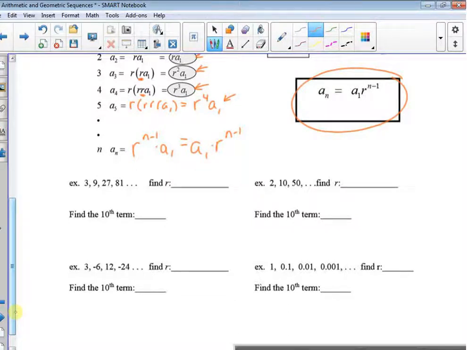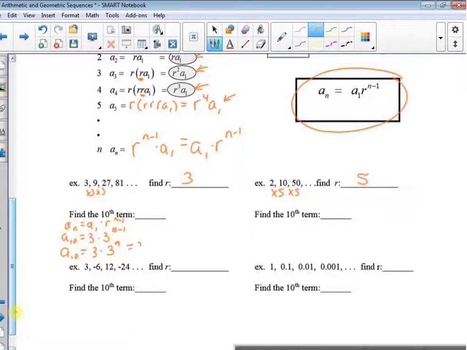So some examples: 3, 9, 27, 81. Find r. What would you multiply by? You'd multiply by 3. 2, 10, 50, you'd multiply by 5, so r is 5. Find the 10th term. In that case, use your formula. A sub n equals a sub 1 times r to the n minus 1. So we need a sub 10. We know a sub 1 is 3, we know r is 3, and it's 10 minus 1. So the 10th term is 3 times 3 to the 9th.